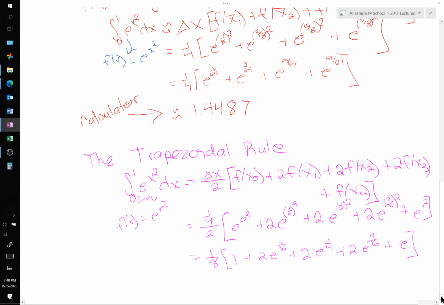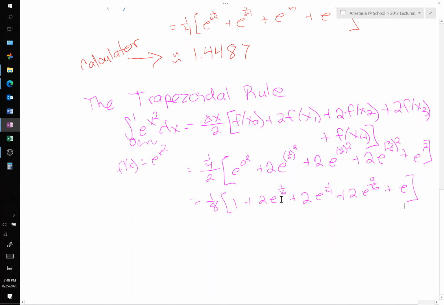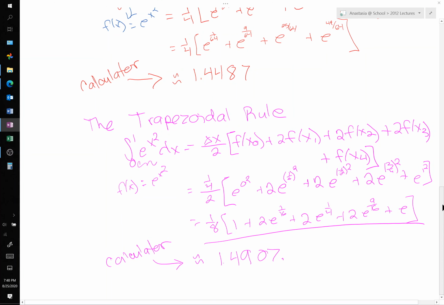Again, if you don't have a calculator, which I would not require you to have on a quiz or a test, it's perfectly fine to leave your final answer like this. If you have a calculator, then you can get an approximate value, so it makes a little bit more sense. It's 1.4907. So these are the two approximations using the midpoint rule and the trapezoidal rule. Again, if you don't have a calculator, it's perfectly fine for you to leave your final answers as the exact values, so these two underlined values.